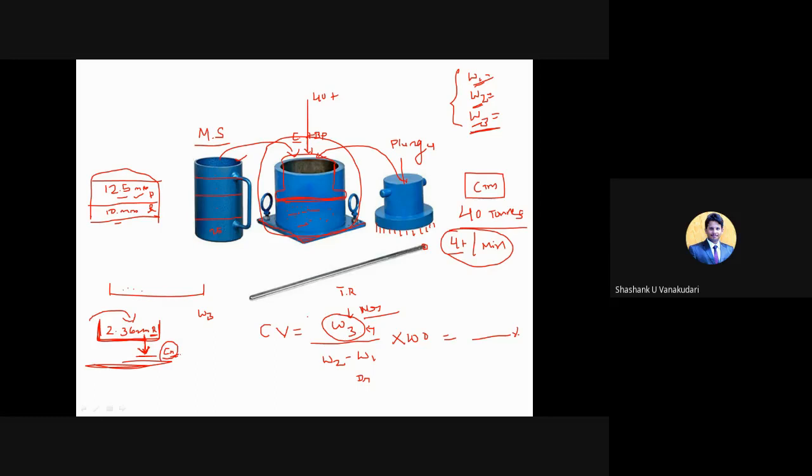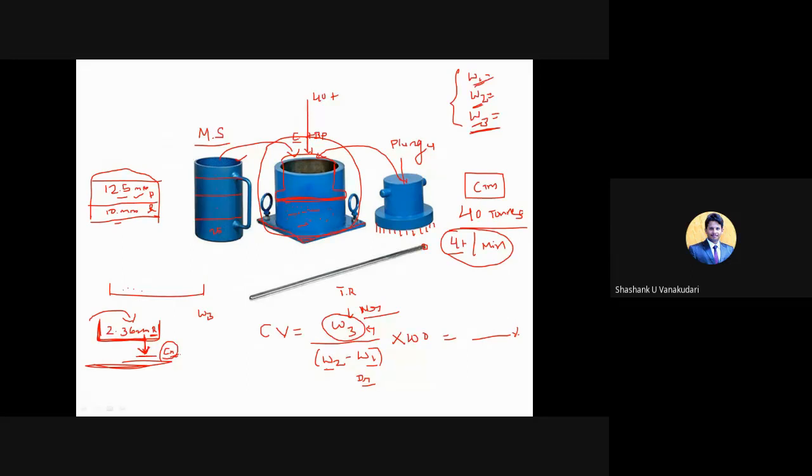Clear? And then here W2 minus W1. So W2 minus W1, what is it going to give? W2 is nothing but what? The aggregates which are filled in this measuring cylinder, right? It means the measuring cylinder plus the aggregates. Clear? So from that I am going to deduct W1, the empty weight of the measuring cylinder. What exactly is it going to give? Only the weight of the aggregate. Clear? That is the original weight of the aggregate which is used for the testing purpose.